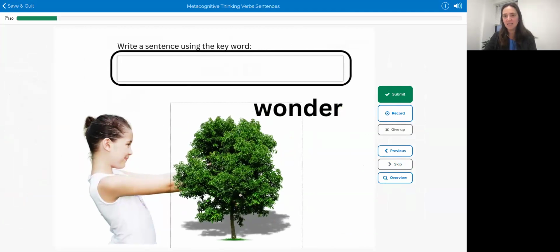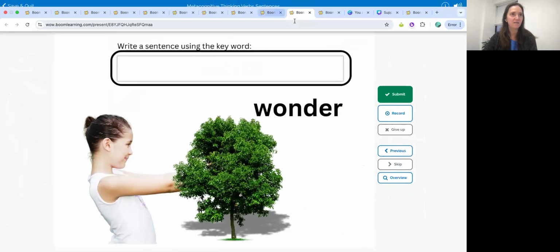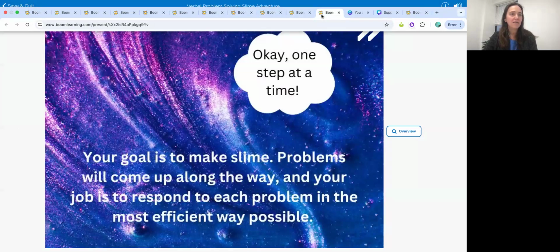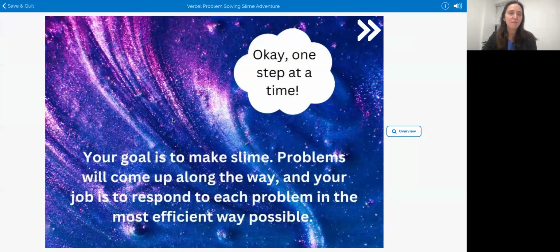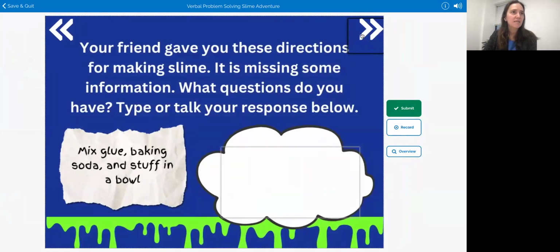Okay. So that's the idea. This is just a deck to give students more of a chance to play around with some of these metacognitive thinking verbs. And I'm not sure if I have time to go through this. This is verbal problem solving, and it gives a lot of opportunity for using self-talk, reflection, planning, predicting. I made this deck, and your goal is to make slime. Problems will come up along the way, and your job is to respond to each problem in the most efficient way possible. Great.